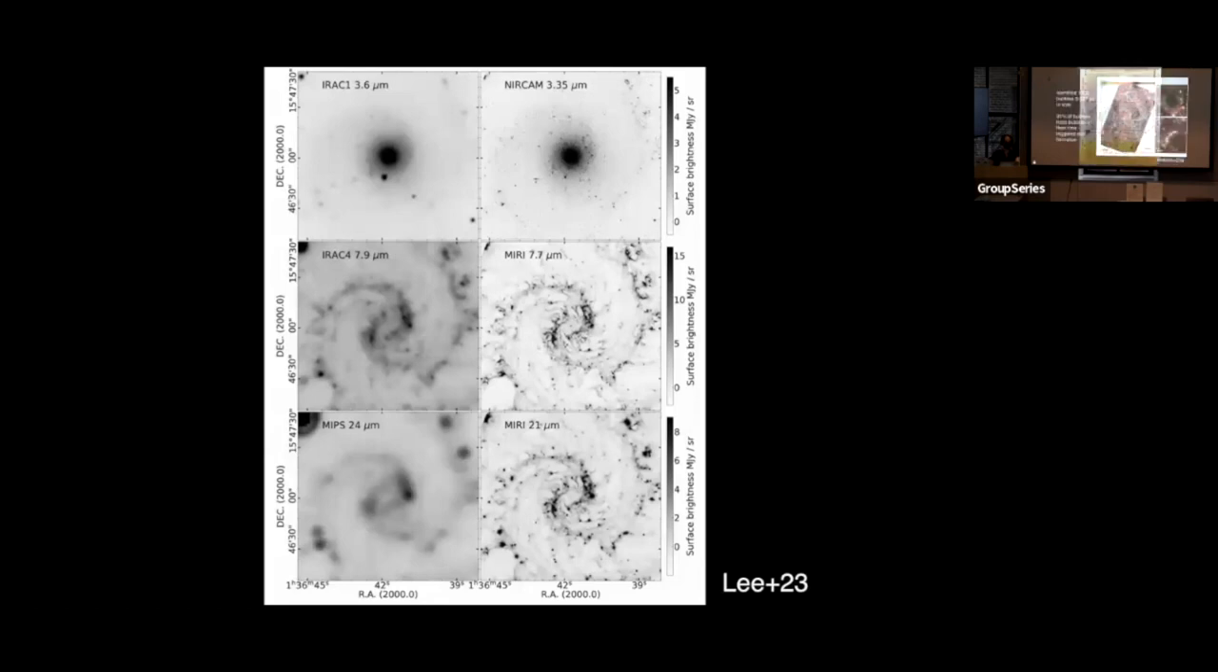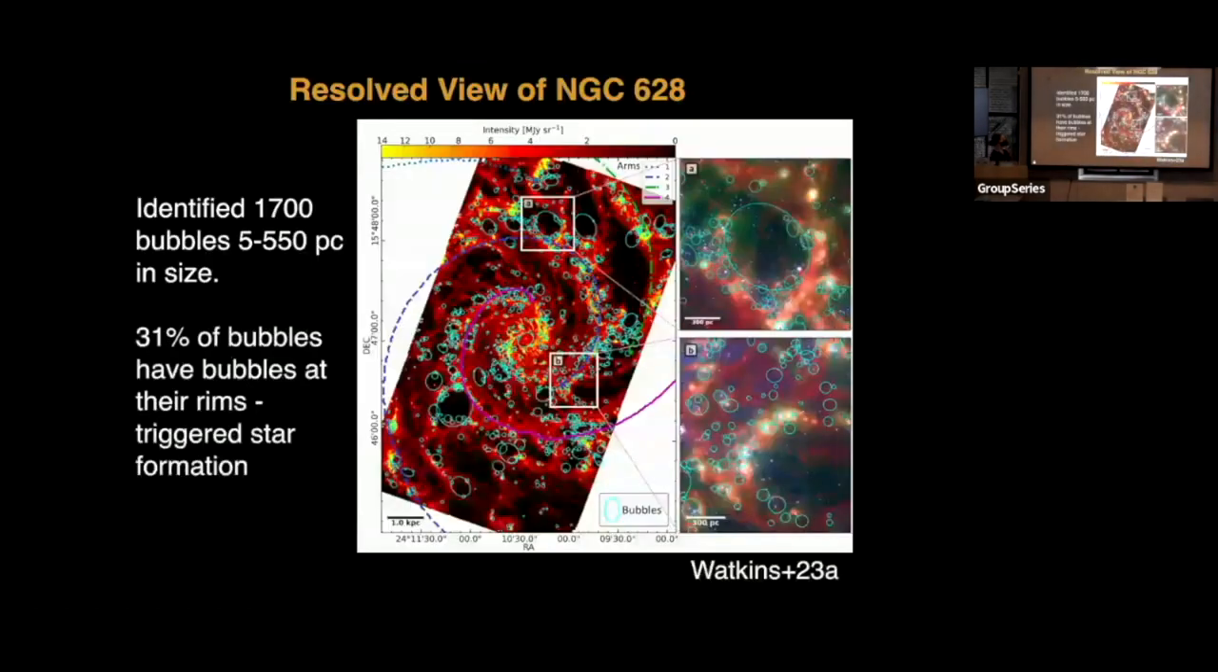So one result I wanted to highlight from these papers was related to feedback: looking at bubbles in NGC 628, one of the targets. There's this nice paper by Watkins et al., who did an inventory of the bubbles in NGC 628 from this JWST data. She found 1,700 bubbles in the image, and they range in size from 5 to 500 parsecs. And the cyan shows you what these bubbles look like.